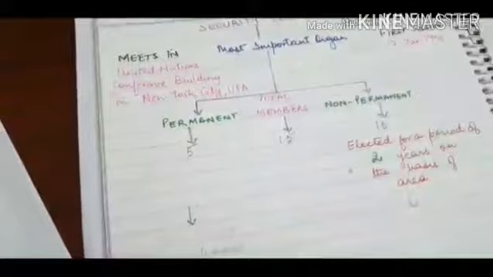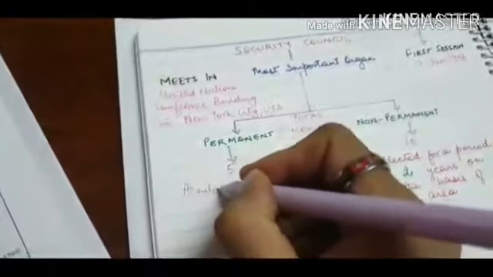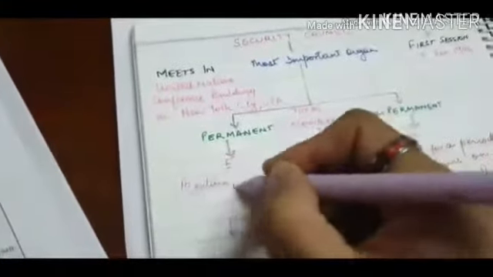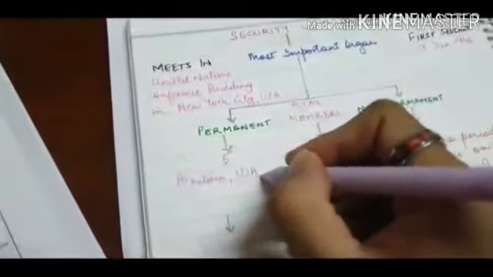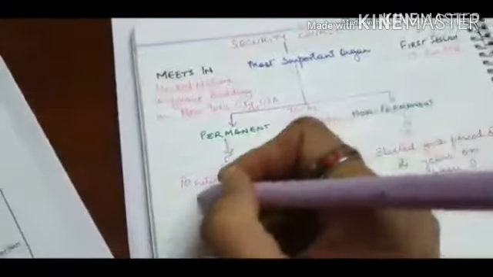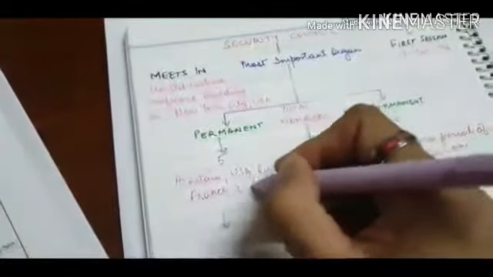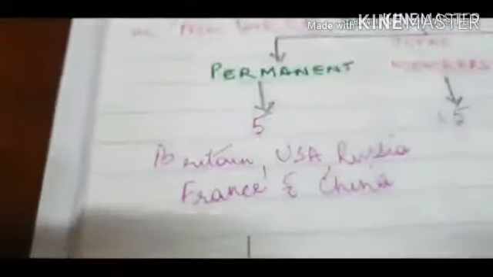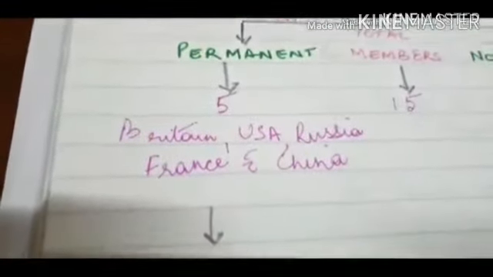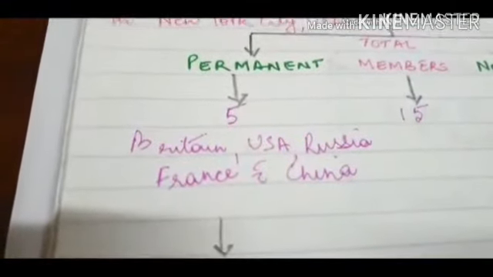The 5 permanent members are Britain, USA, Russia, France and China. These are the 5 permanent members. They are the ones who were present when the United Nations was framed.